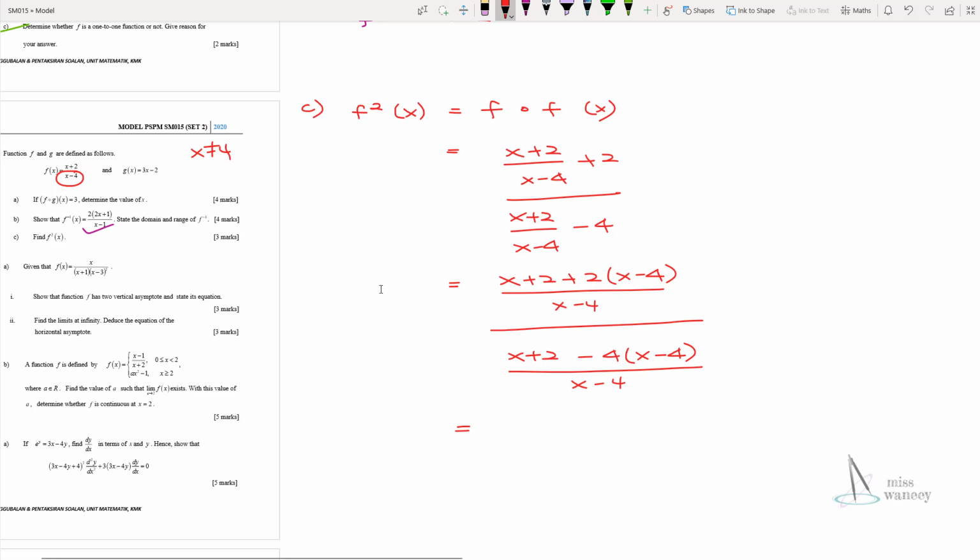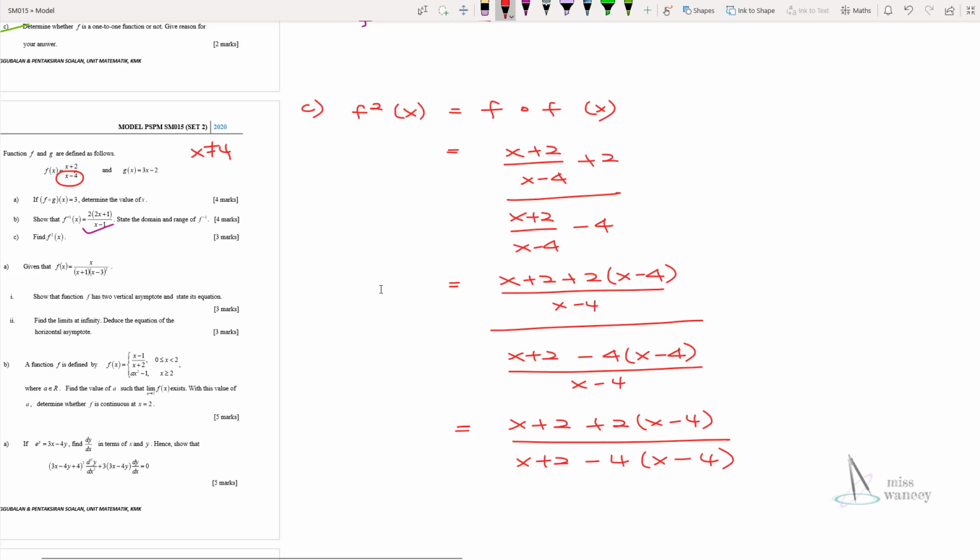Okay, so I'm going to multiply by x minus 4 over x plus 2, minus 4x minus 4. So we're going to simplify the fraction. So we are going to get x plus 2, x minus 4 over x plus 2 minus 4, x minus 4.